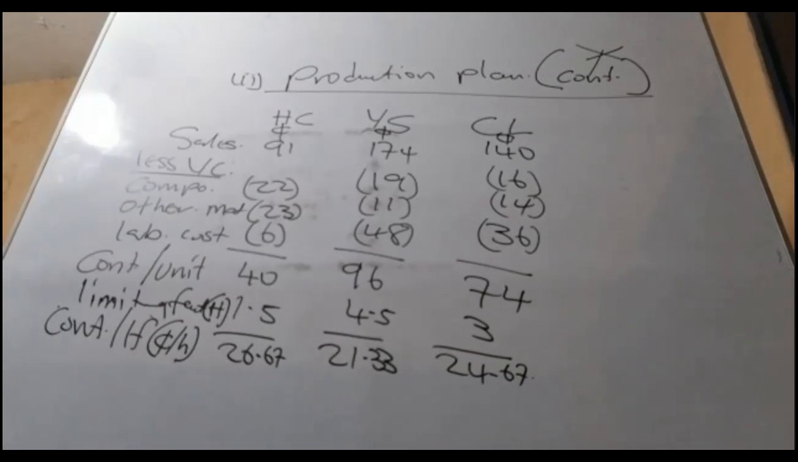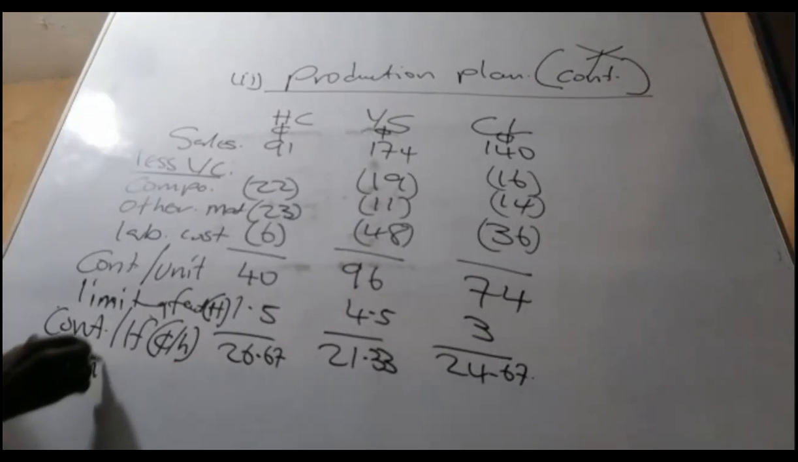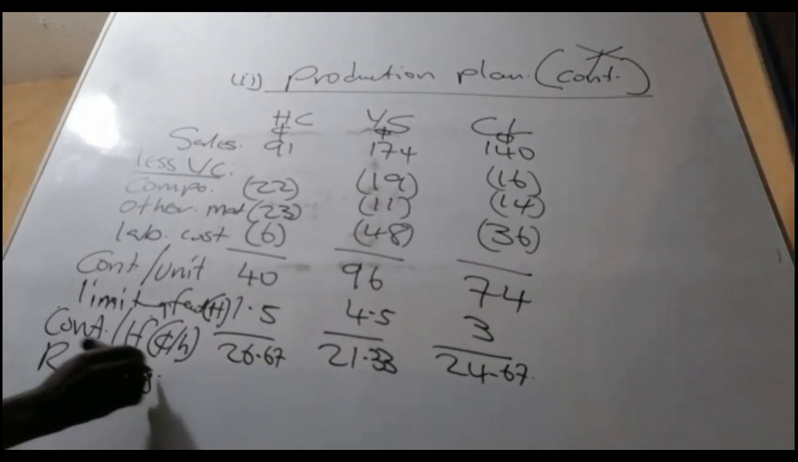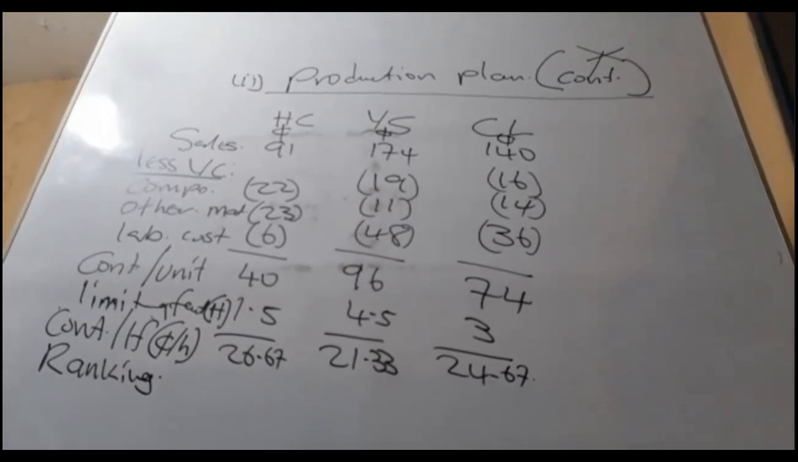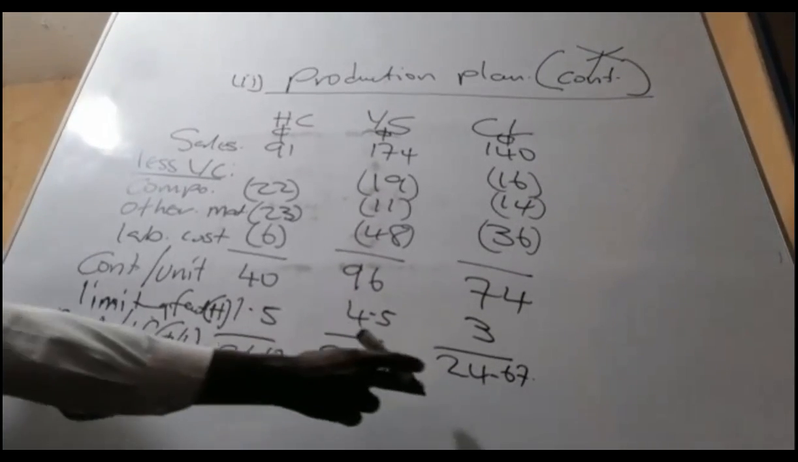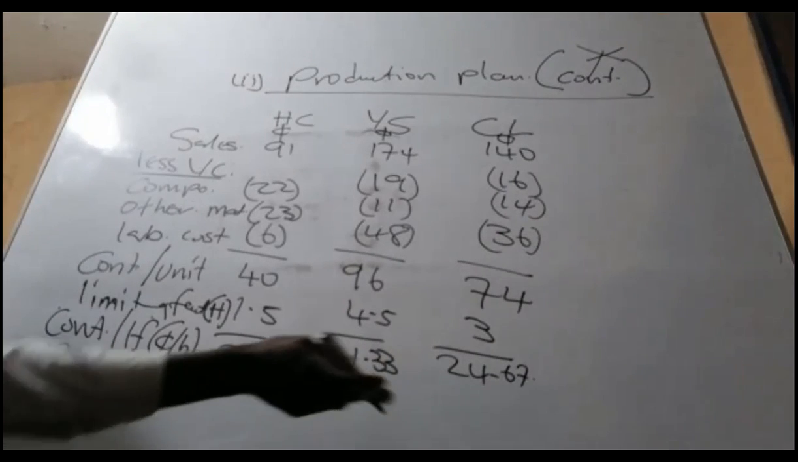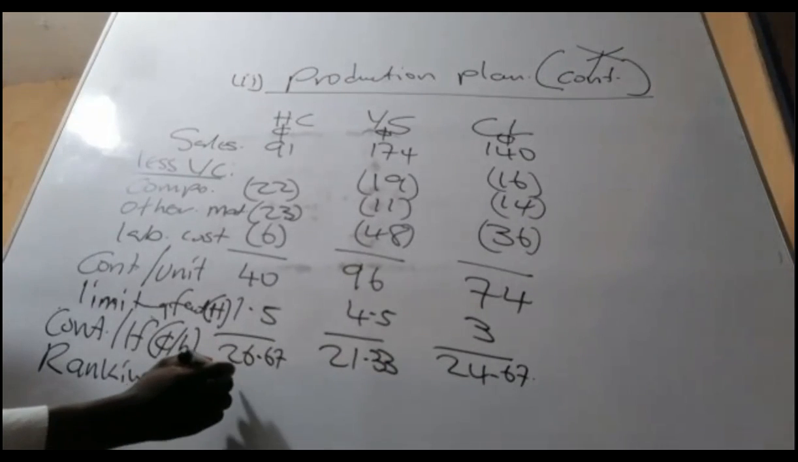Now the next step is step 4. Step 4 is ranking, right? So we have to rank. Now, which of these is the highest one? 24, between this and this. Okay, so first.